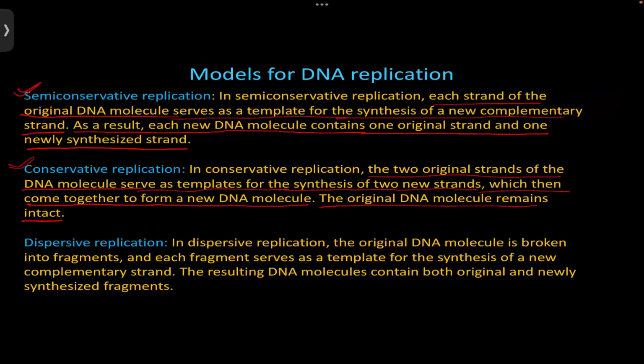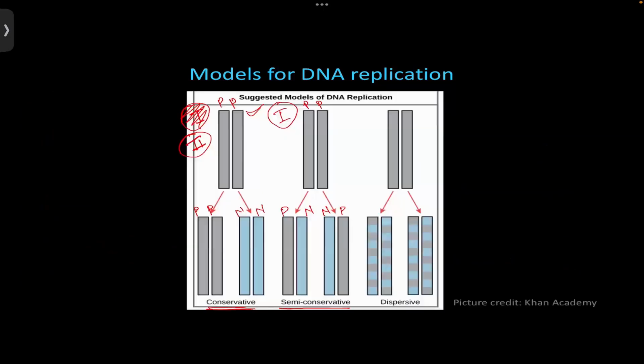Now there is a third model which is called dispersive replication. Here, the original DNA molecule gets broken into fragments. And then each fragment serves as a template for the synthesis of new complementary strand. So the resulting DNA molecule will contain both original as well as newly synthesized fragments. Here, this is the third image. This is the original DNA molecule or the parental DNA molecule. Now it gets fragmented.